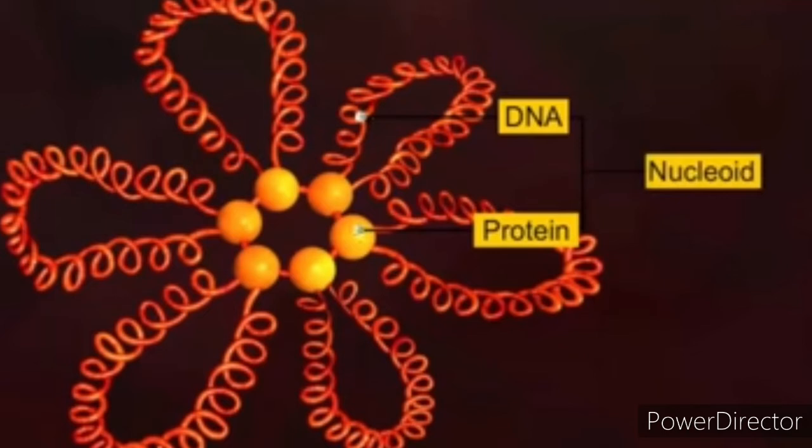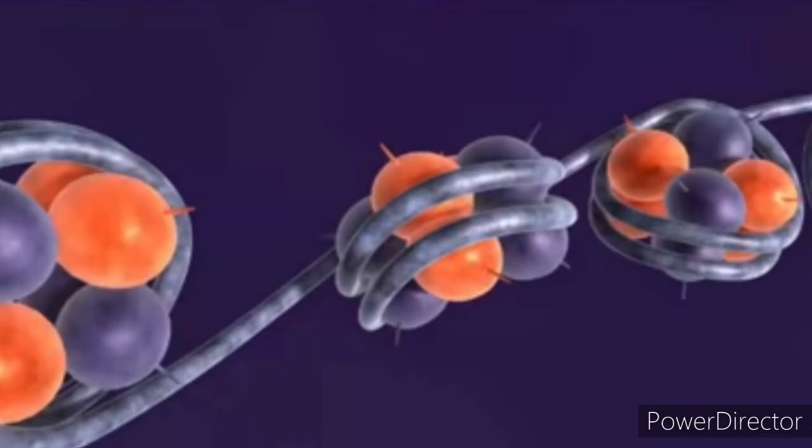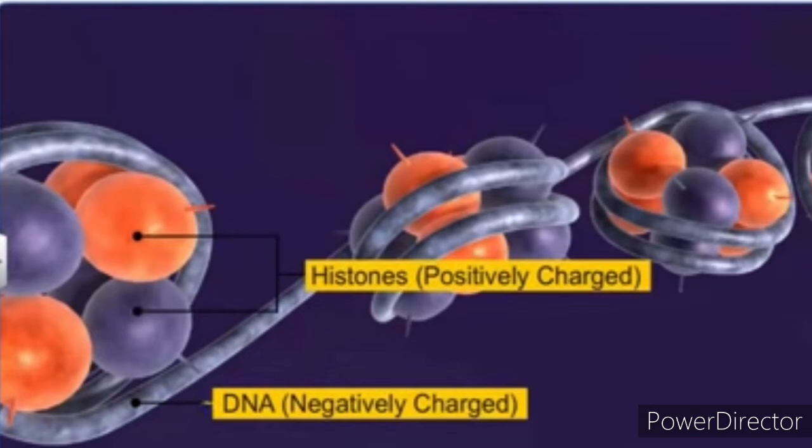Okay. Now, next we will discuss the eukaryotes and how the DNA is packaged. This organization is much more complex. There is a set of positively charged basic proteins called histones. Histones are the proteins present in eukaryotic DNA.